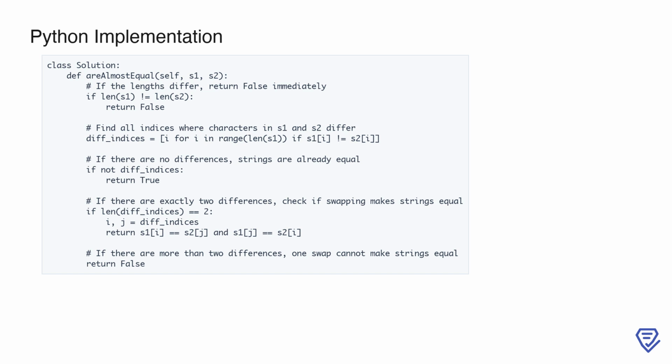Complexity analysis. Time complexity. The solution runs in O(n), where n is the length of the strings. This is because we perform a single pass to find differences and another constant time comparison. Space complexity. The solution uses O(d) additional space, where d is the number of mismatched indices, at most 2. This implementation is concise, efficient, and handles all edge cases such as strings of different lengths, identical strings, and strings with more than two mismatches.